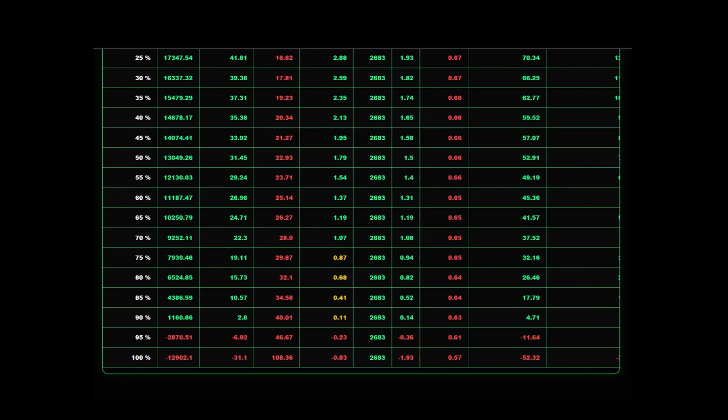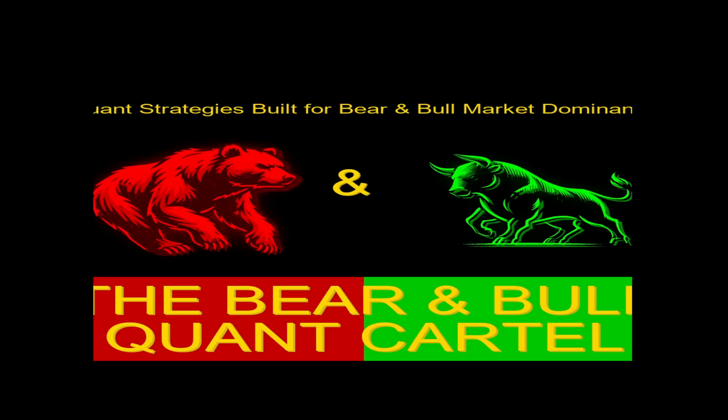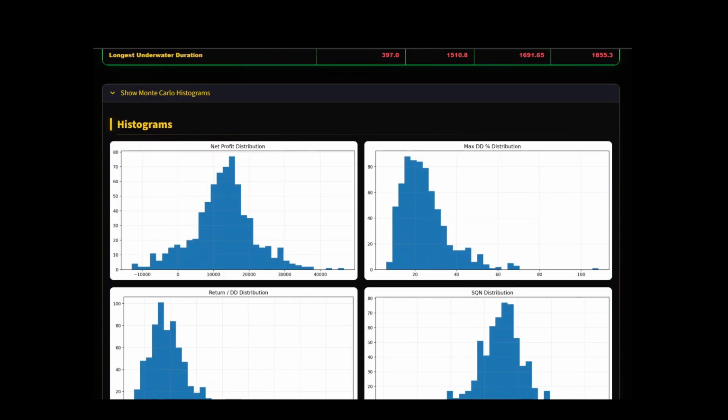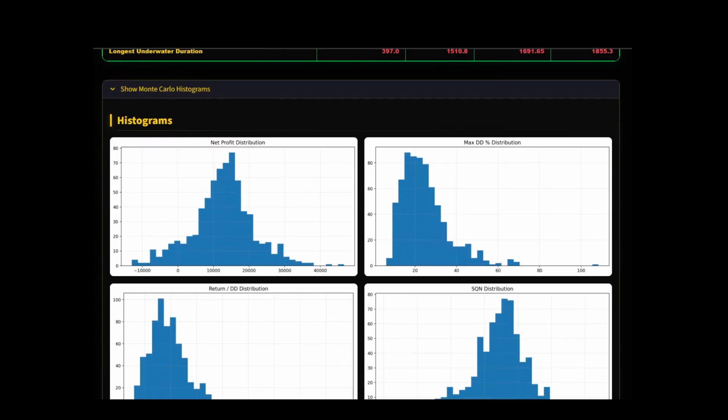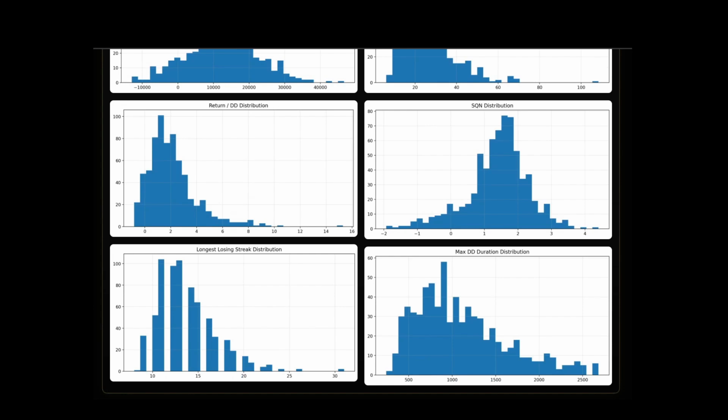Then we move into the streak and duration percentiles. This section focuses on losing streaks, winning streaks, drawdown duration, average recovery duration, and longest underwater duration. This is important because a strategy can make money and still be very difficult to trade if recovery takes too long. After that, we open the Monte Carlo histograms. These charts show the distribution of net profit, max drawdown, return over drawdown, SQN, losing streaks, and drawdown duration. So instead of only looking at one curve, we can see how the results are distributed across all simulations.